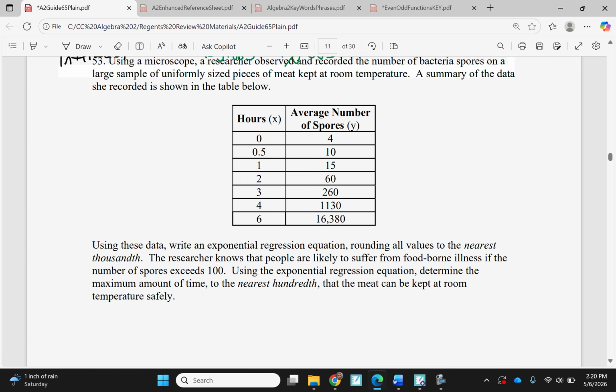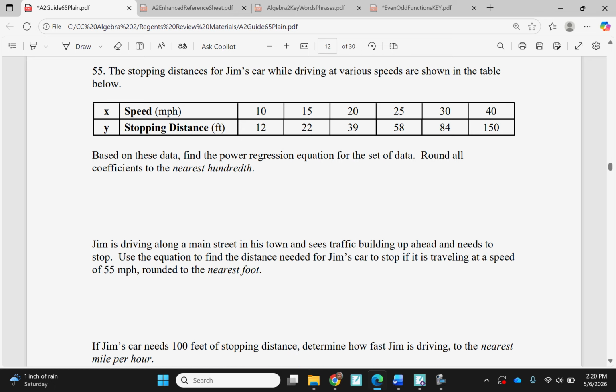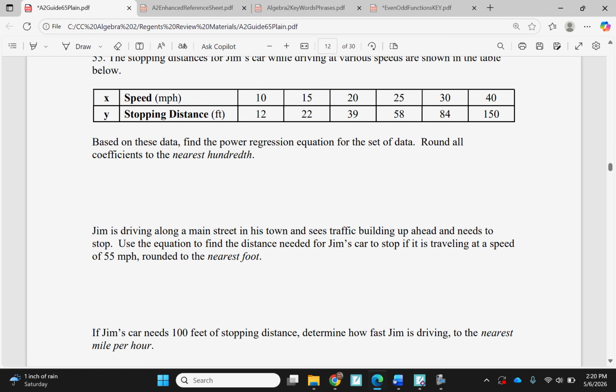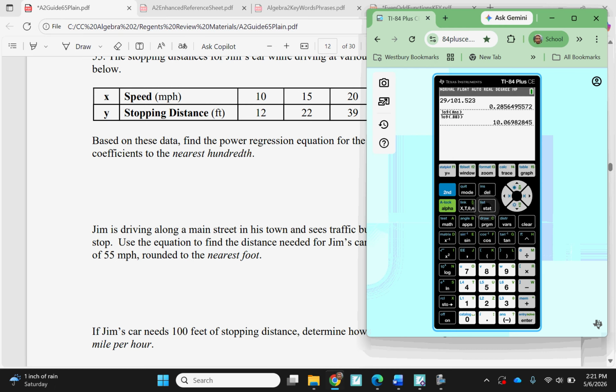So I got some exponential regressions in there. We got a power regression. A power regression is the same thing. I'm going to do this question right now. I'm going to go to stat edit, and I'm going to clear this stuff out.